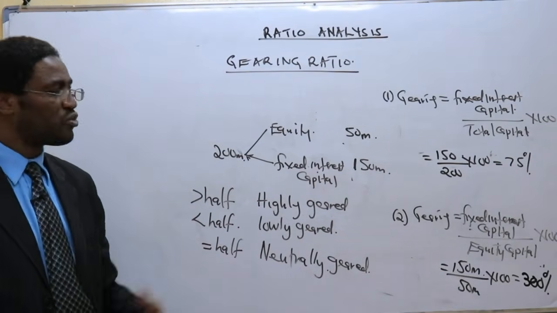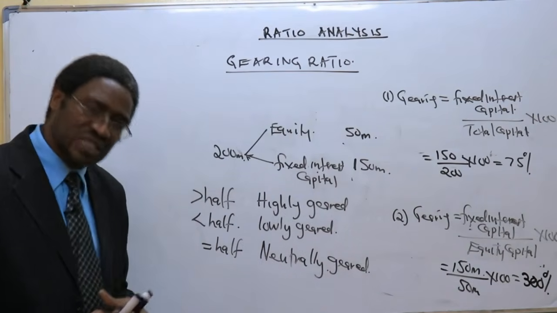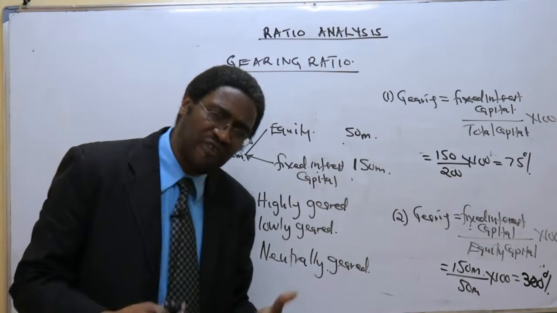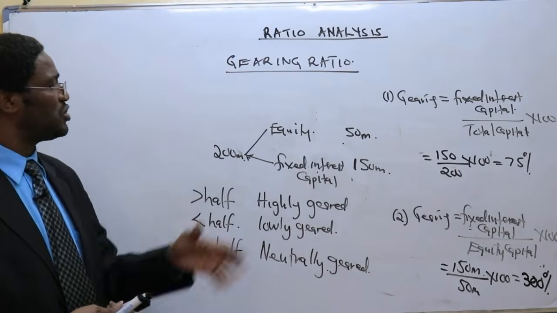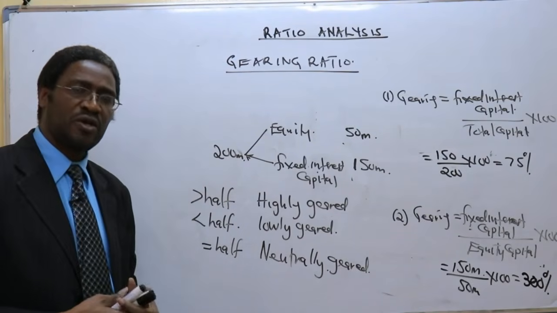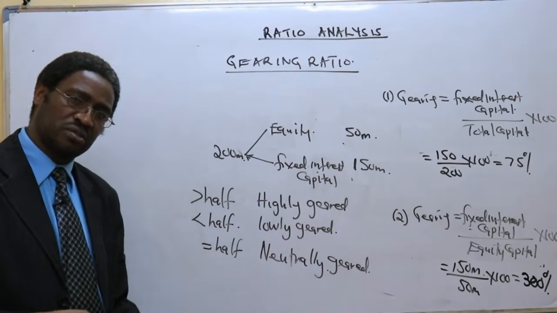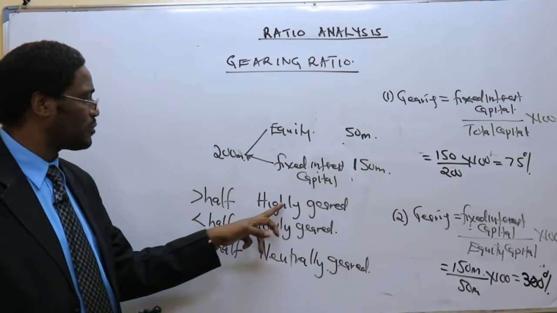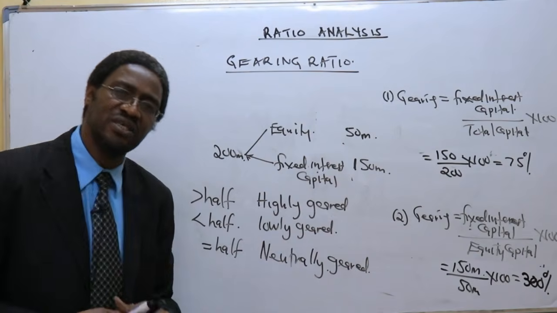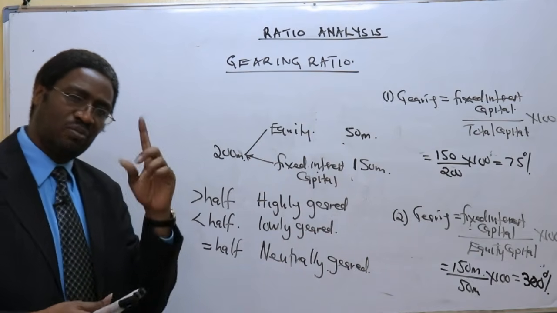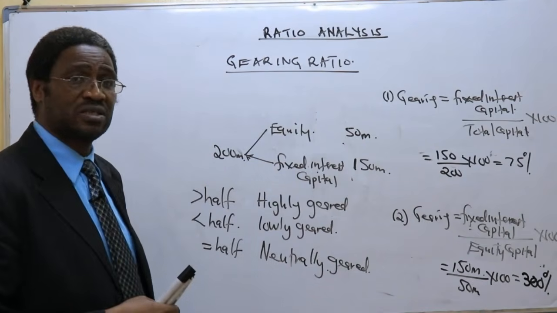Now, from already in this structure, you can see that more than half of the company's capital is being provided by the fixed interest. So already, this company is highly geared, because we say more than half of the company's capital being provided by the fixed interest capital, then that company is said to be highly geared. Now, my point before we come to the end is this, of that ratio or that gearing.